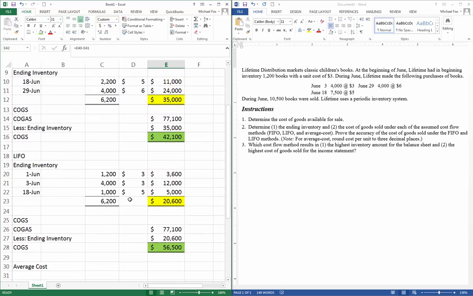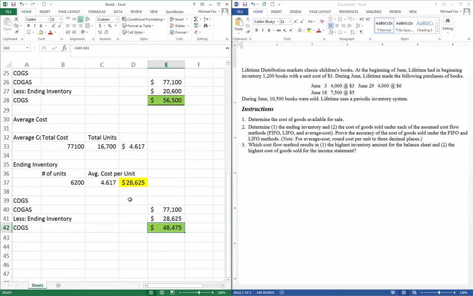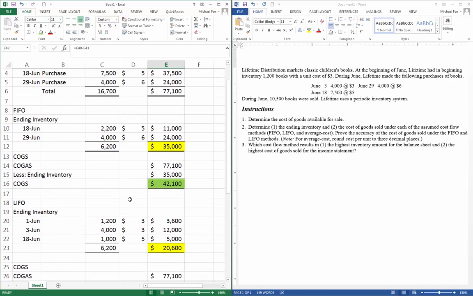You can see the average always falls between the 2 of them, and then the first in, first out and the last in, first out are always kind of on the opposite ends of it.